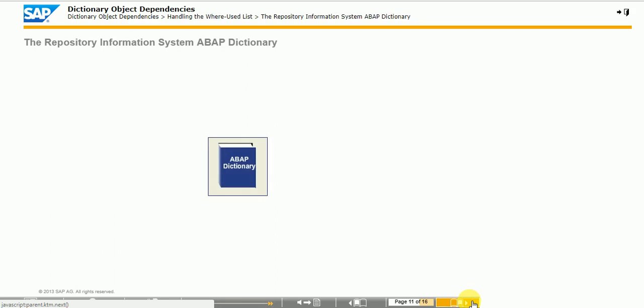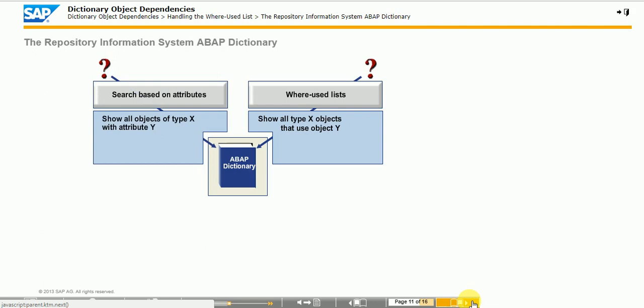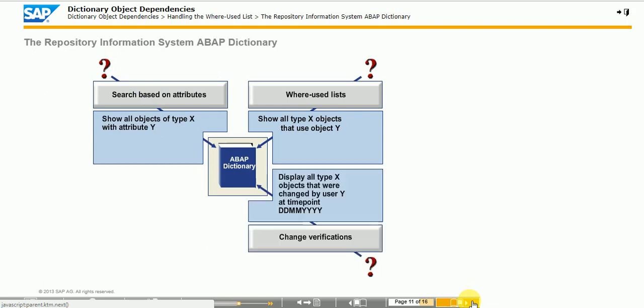The Repository Information System ABAP Dictionary is part of the General Repository Information System. It helps you search for ABAP dictionary objects and their users. The where used list for repository objects can be called from the information system. The information system also enables you to search for objects by their attributes. In addition to the object-specific search criteria, for example, buffering type for tables, you can search for all objects by package, short description, or author and date of last change.